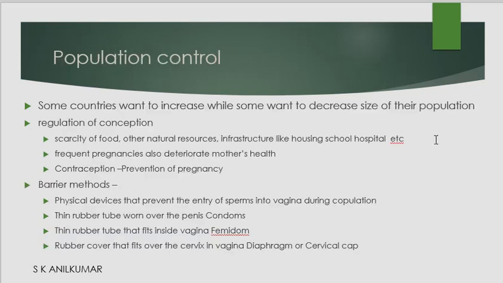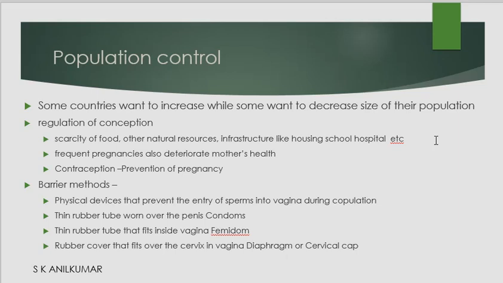Now, some countries want to increase their population, some countries want to decrease their population, for different reasons in different geographical areas. Regulation of the population, that is reduction or control of the number of people, can be done by regulating conception. What does conception mean? Conceive means give birth to. It is helping the fertilization of the male and female sex cells into an embryo. So why do we need to regulate?